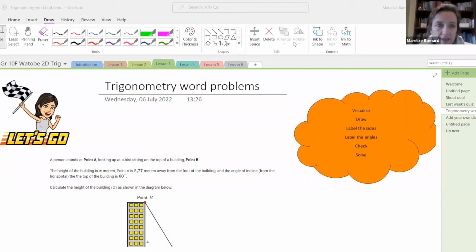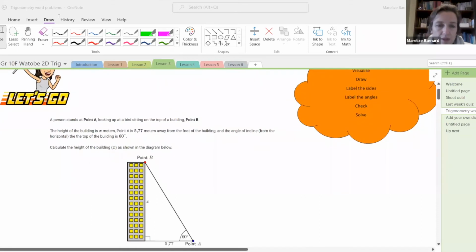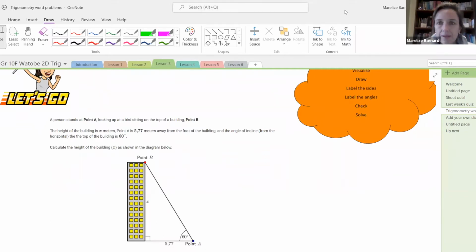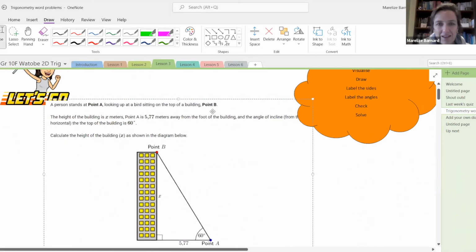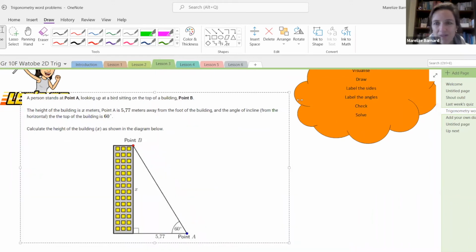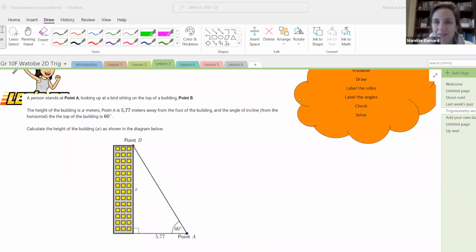Right, back to today's problem and solving these two 2D trigonometry word problems. Okay, let's have a look. I want everyone to read. And remember what we did last week with the reading emoji. When you are done reading the question, then you post your reading emoji that you are done. What does the reading emoji look like? That one. We had many variations last week. So if you're done reading, post a little emoji like that for me so that I know you've read the question. Okay, let's read.